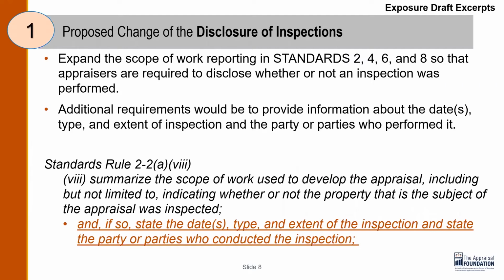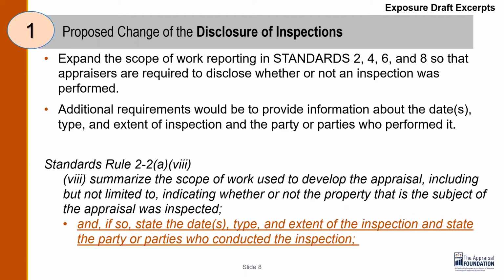Okay, Wayne. So the text that is displayed here on the screen indicates that this change is proposed for Standards Rule 2-2A. Are similar changes proposed elsewhere in USPAP? The short answer is yes. For purposes of the webinar on this issue and a few others, we will only display the proposed changes in 2-2A, the requirement for a real property appraisal report, and 2-2B, the requirements for a real property restricted appraisal report. But similar changes are proposed in standards 4, 6, and 8 for appraisal review, mass appraisal, and personal property appraisal reporting.